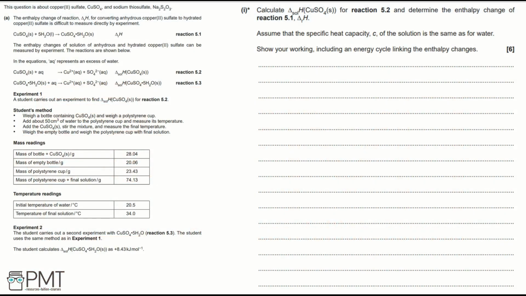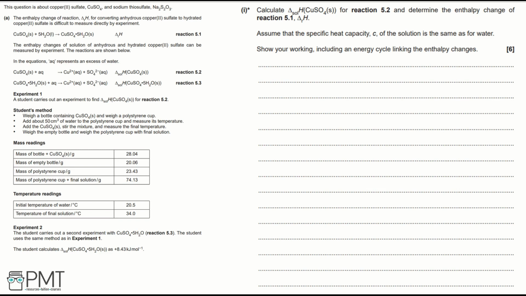This question is about copper 2 sulfate and sodium thiosulfate. Part A. The enthalpy change of reaction for converting anhydrous copper 2 sulfate to hydrated copper 2 sulfate is difficult to measure directly by experiment. The enthalpy changes of solution of anhydrous and hydrated copper 2 sulfate can be measured by experiment. The reactions are shown below. In the equations, AQ represents an excess of water.